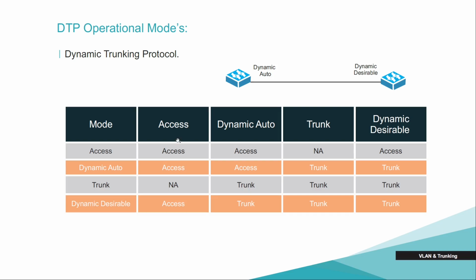If we configure our interface with access and the other side dynamic desirable, the result will be access. If we configure our interface with dynamic auto and access, the result is access. Dynamic auto and dynamic auto, it will be access. Dynamic auto and trunk, it will be trunk. Dynamic auto and dynamic desirable, it will be trunk. Please spend some time in this table in order to understand the result of port configuration using Dynamic Trunking Protocol.